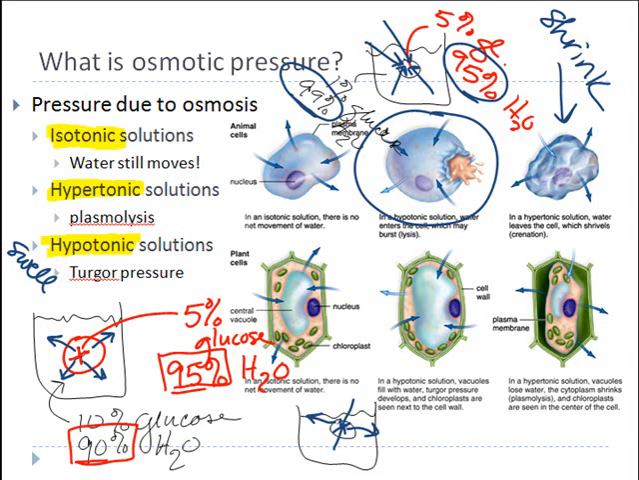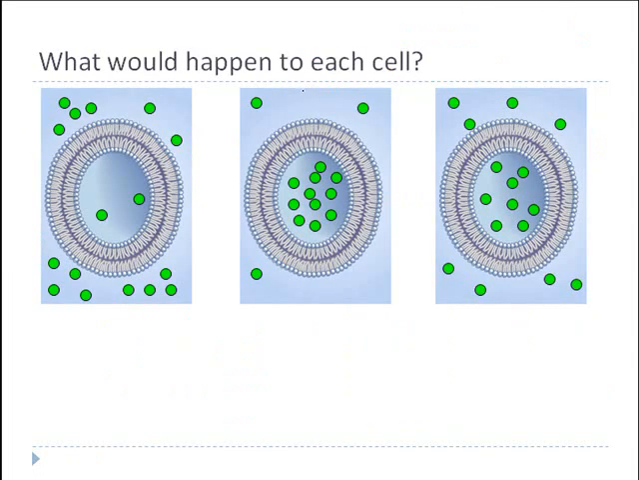Any solution where there is no net change in the shape of the cell is an isotonic solution. Think of that like an isosceles triangle is a triangle with two sides the same. An isotonic solution is where I have two solutions that have the same concentration.